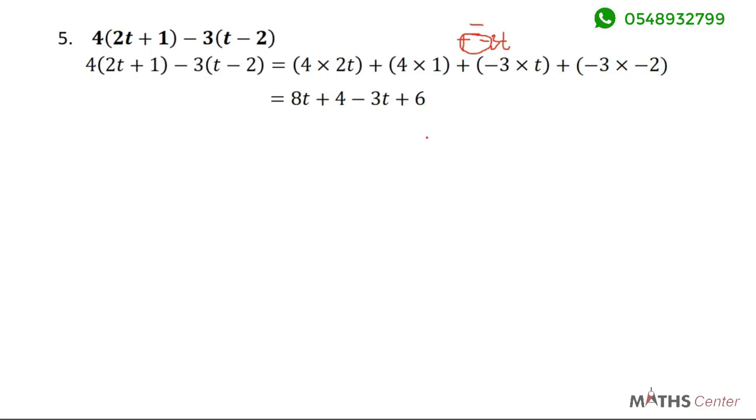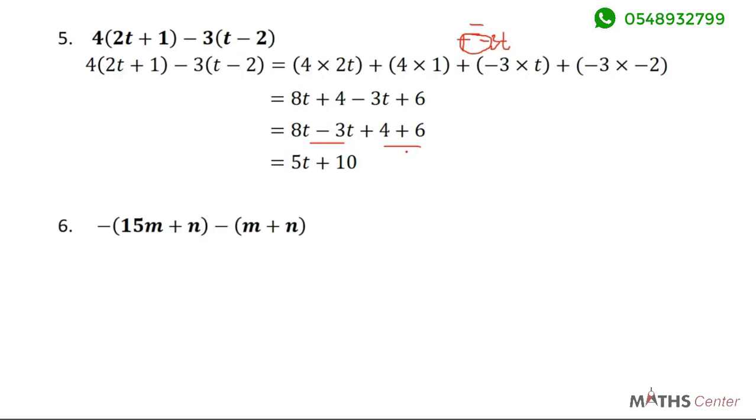So from here, we group like terms. The like terms here are 8t and minus 3t. They go to one side. Then 4 plus 6 also goes to another side. We subtract this. We learned from addition and subtraction of algebraic expressions that when you are subtracting, we subtract the coefficients. So we are going to get 8 minus 3, which is going to give us 5. So we have 5t. Then 4 plus 6, which is going to give us 10. So we have 5t plus 10.